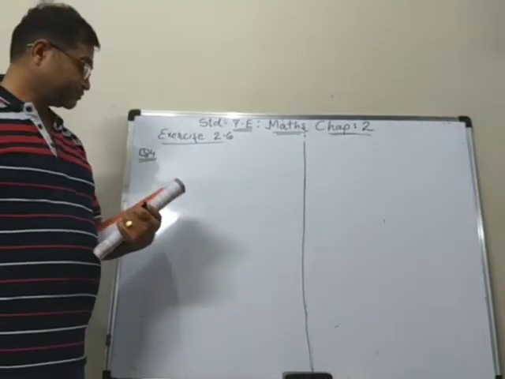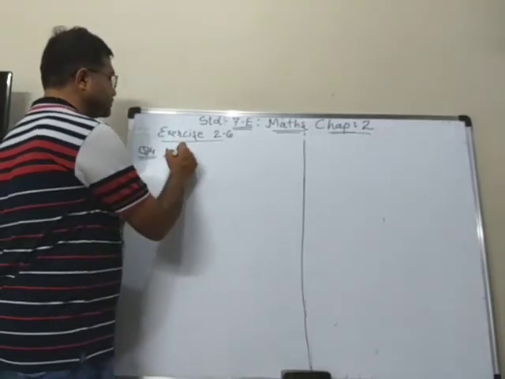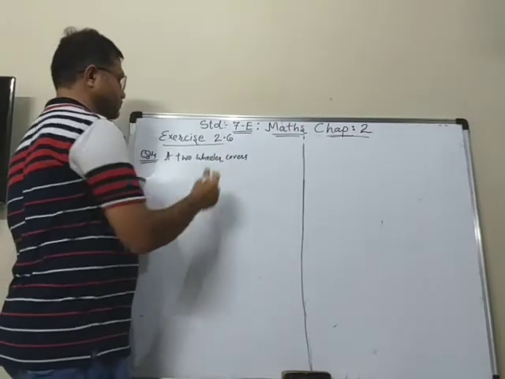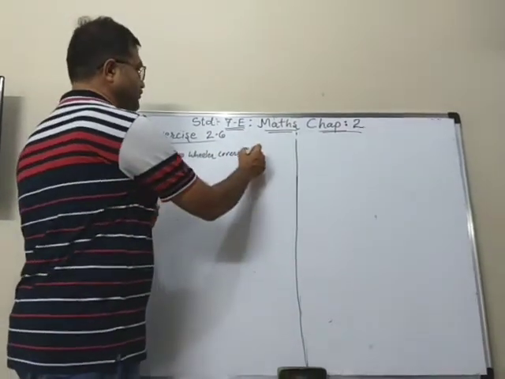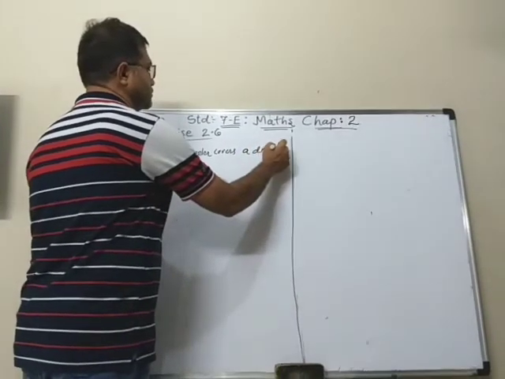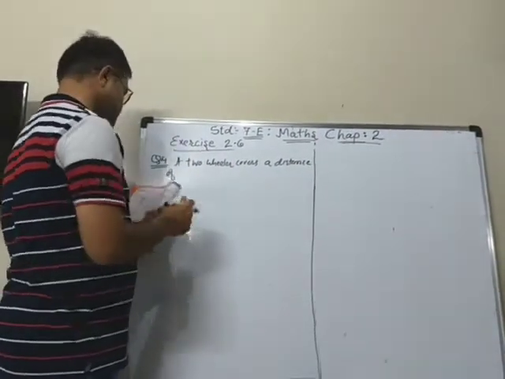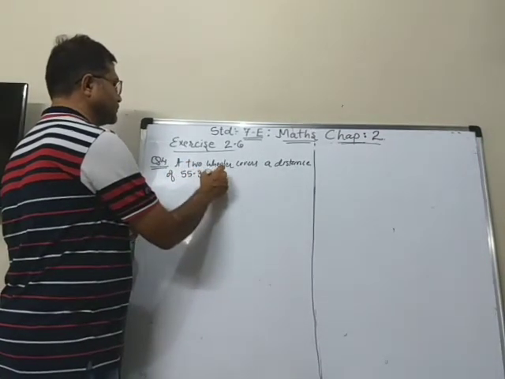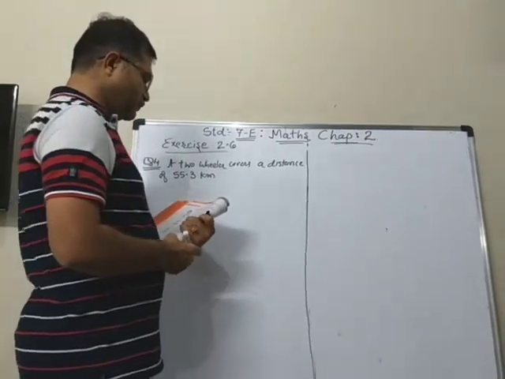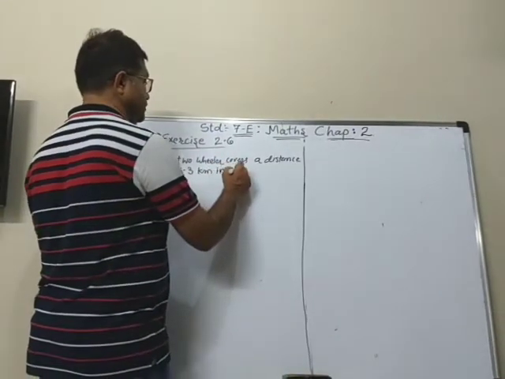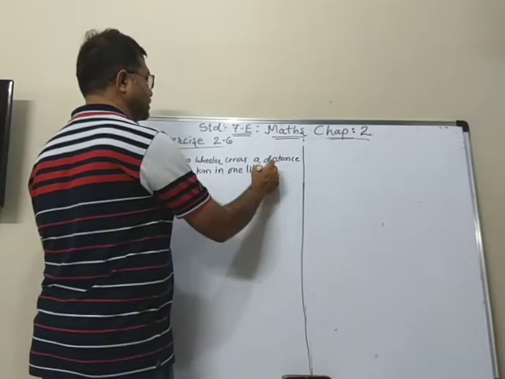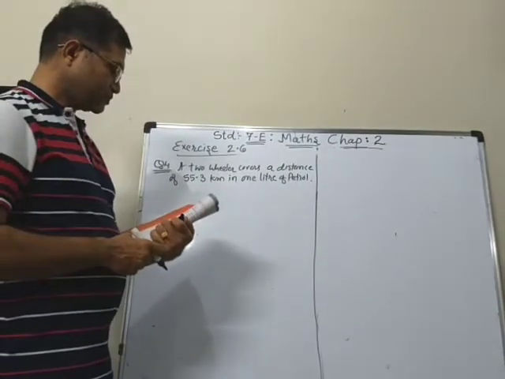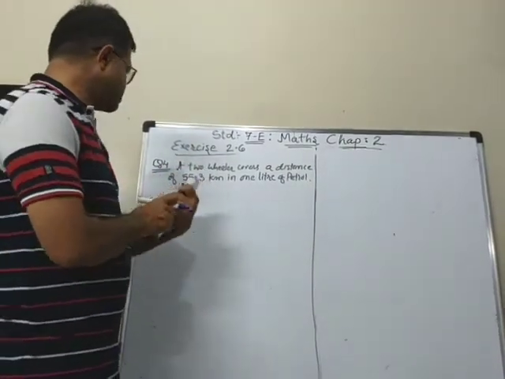Question number 4. A two-wheeler covers a distance of 55.3 kilometers in 1 liter of petrol. In 1 liter of petrol, how much distance will it cover?